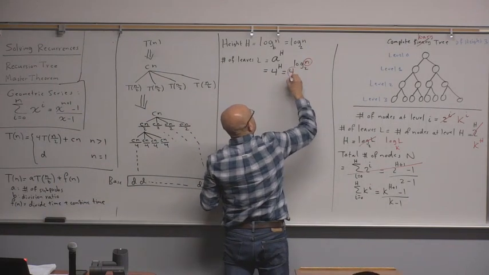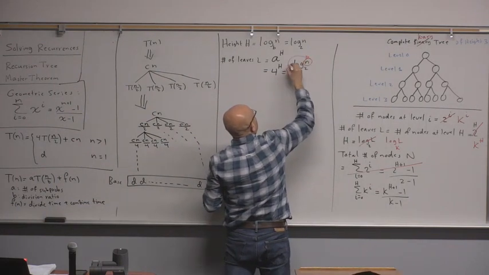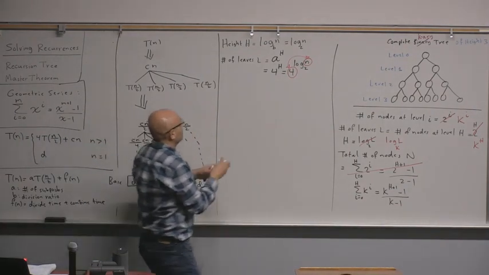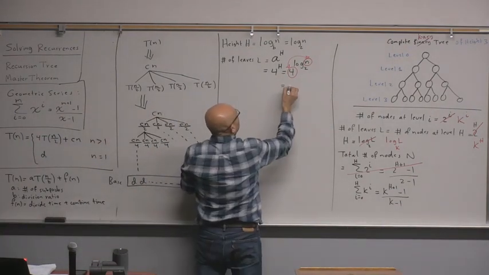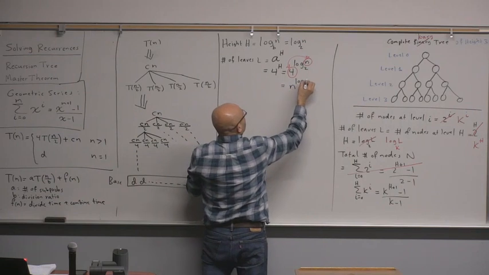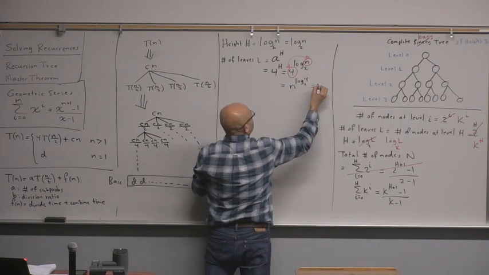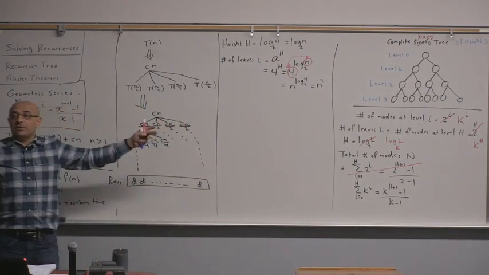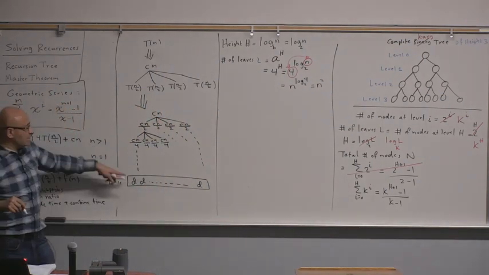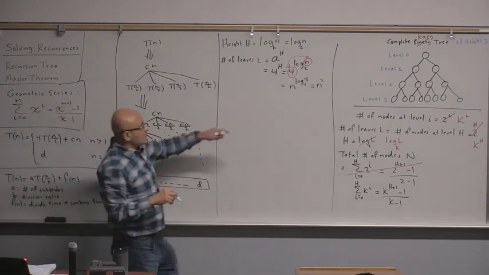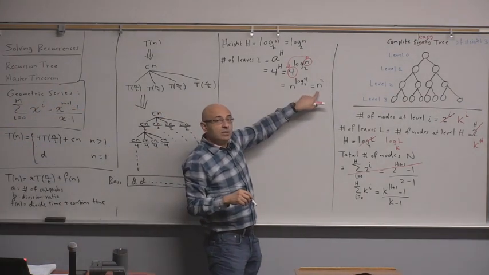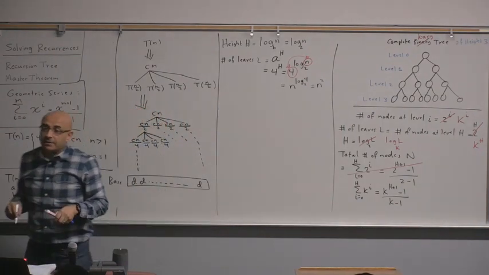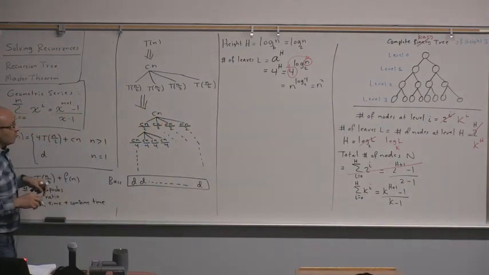We can do this swapping. So this is n to the log 4 base 2, which is n squared, which makes sense. So we have n squared leaves now because we are branching faster. So this n squared compared to n in merge sort, this n squared should not surprise us. It's expected. We expect to get a lot more leaves.